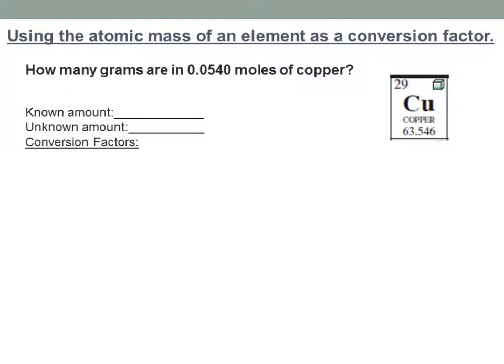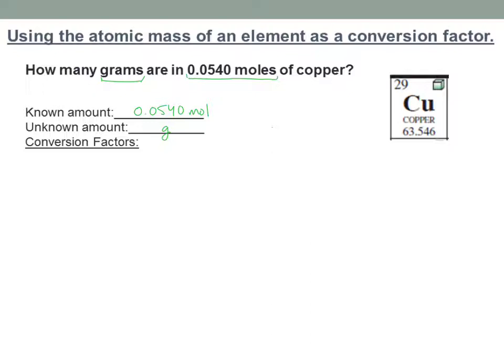So in this question, my known amount is how many moles of copper I have. I have 0.0540 moles of copper. And what it's asking about here is how many grams, or what's the mass, what's the weight, how many grams. So I know I'm looking for grams. And that's going to be my ending unit here for my unit conversion that I'm about to do.